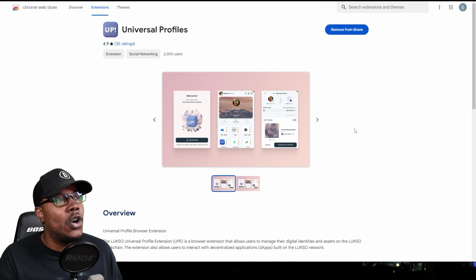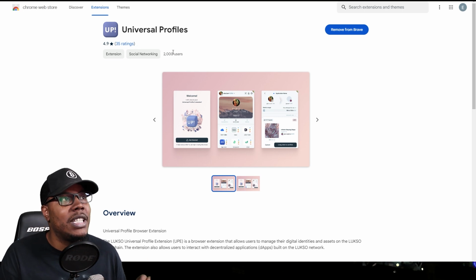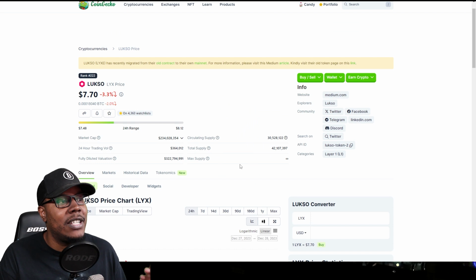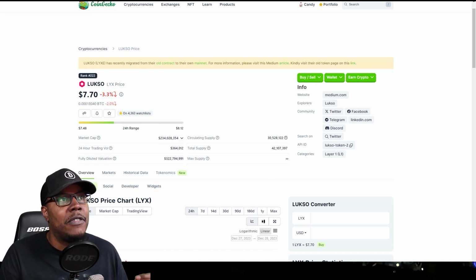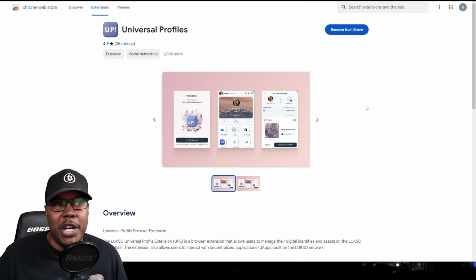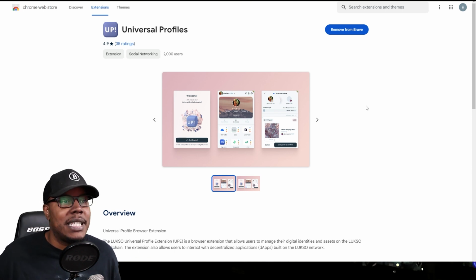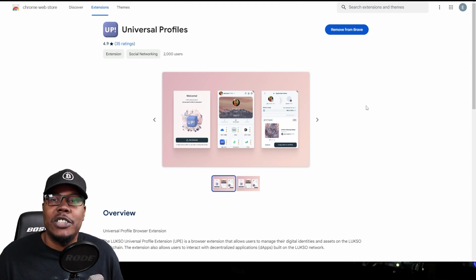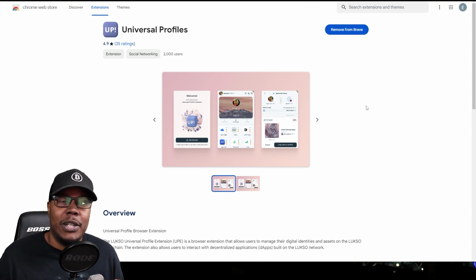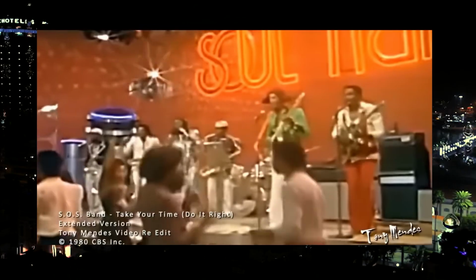Right now there's only 2,000 users with this wallet for a token that has a $234 million market cap. Now for some, they're gonna think that this is bearish, right? But for me, I'm gonna say you are very early because we've been watching Lukso, what they've been building. They have been taking their time getting it right.